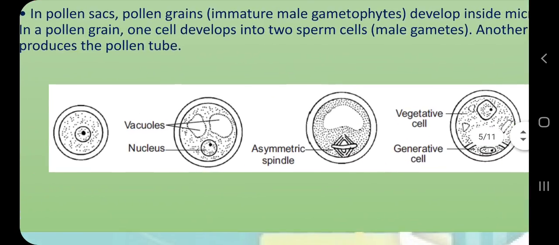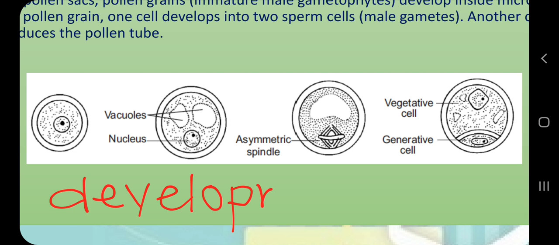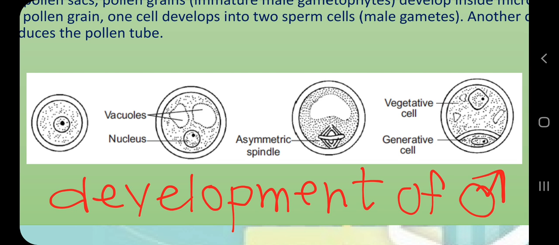Now this diagram represents the transformation from microspore to pollen grain. This is also called development of male gametophyte. If in your examination the question is asked as describe the development of male gametophyte in angiosperms, you have to describe this process, the transformation from microspore to pollen grain.